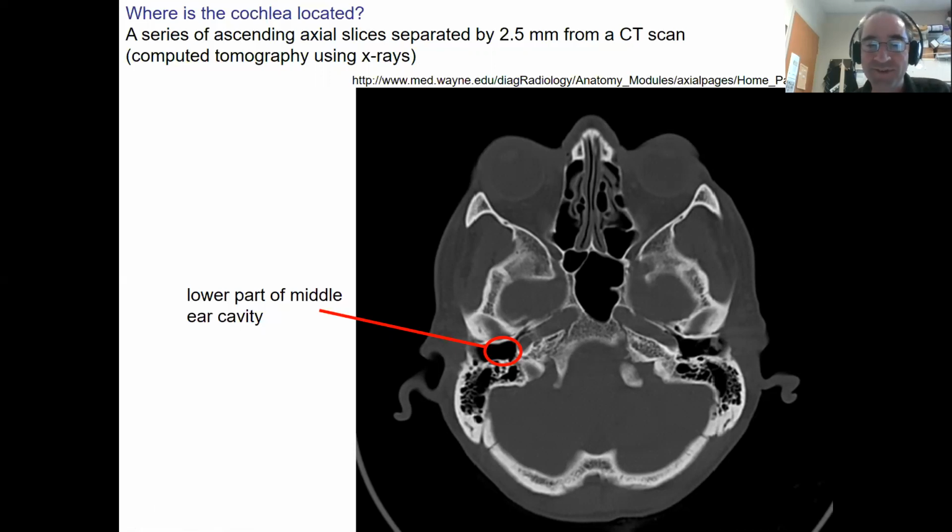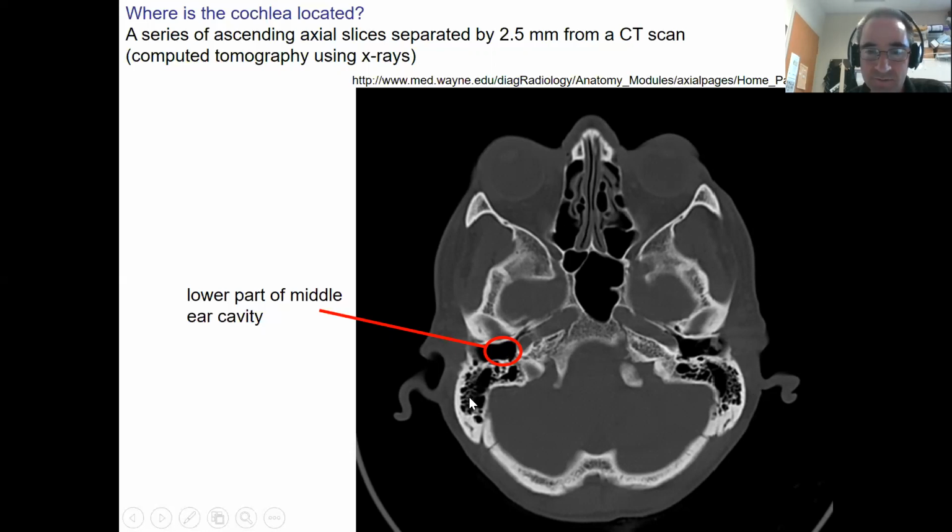I don't know what the resolution is going to be like on the video, but if you get the slides, then you can look at these in higher res and see what's happening if it doesn't work out on the video itself. Okay, so this is the lowest image, and these dark areas are just holes in the skull. So that's the middle ear cavity.